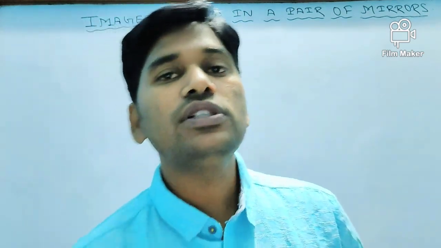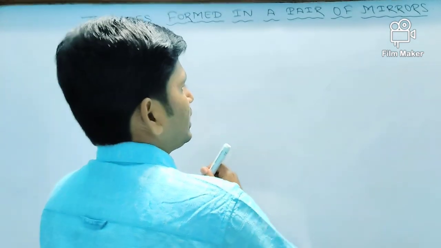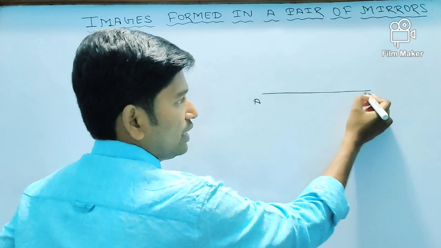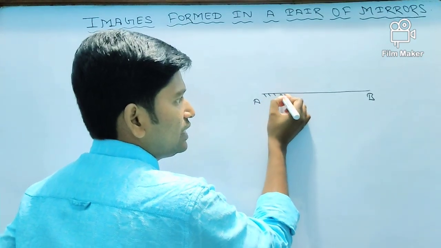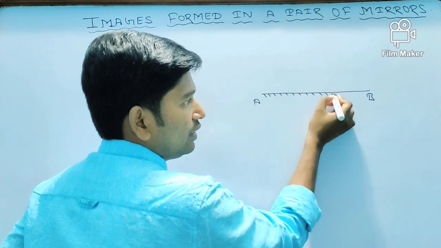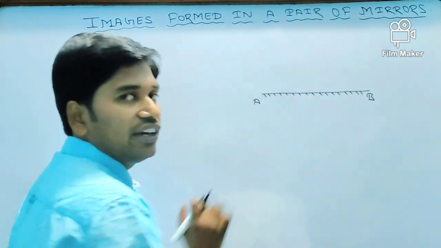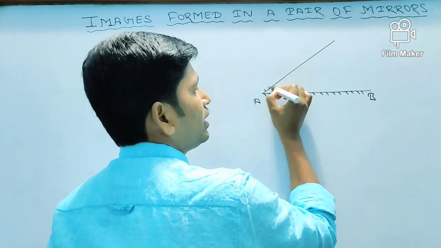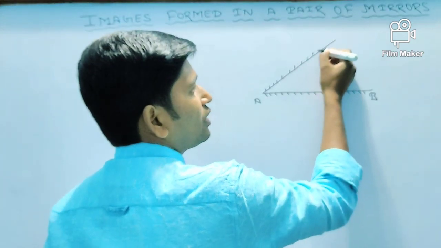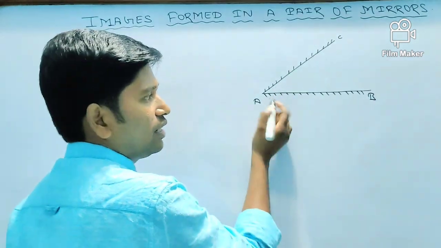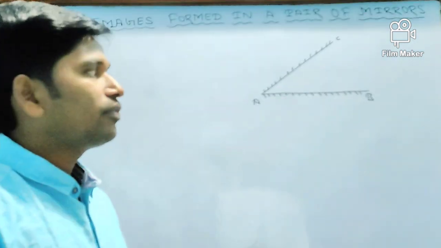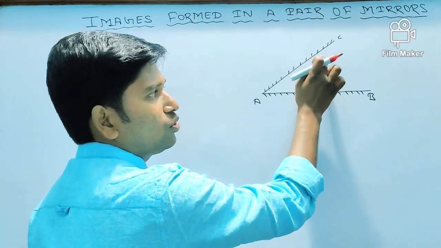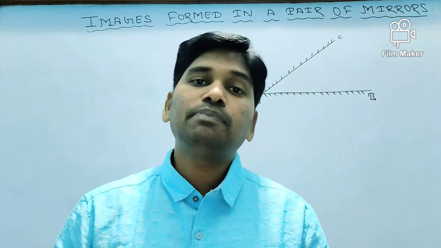Children, suppose we have two mirrors. Let us see. Suppose this is the mirror 1. AB is a mirror. This side is silvered. Then the other side is the reflecting surface. Suppose this is another mirror AC. It is also kept at certain angle to it. Then when an object is placed in between these two mirrors, we get multiple images.